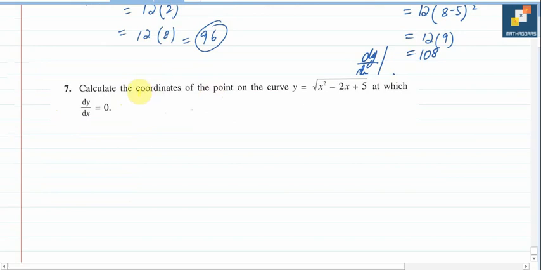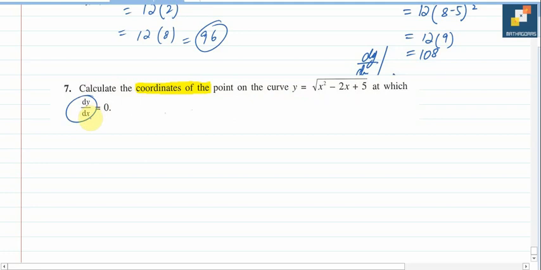First, we must understand what we mean by coordinates of the point. It means the values of x and y both. Mostly students just write down the answer for x and think that it is the final answer, but it is not. If it asks about the coordinates, then you must highlight the values of x and y. Calculate the coordinates of the point on the curve y equals this, at which dy by dx equals 0. Now the given condition is that the gradient is 0, alright?